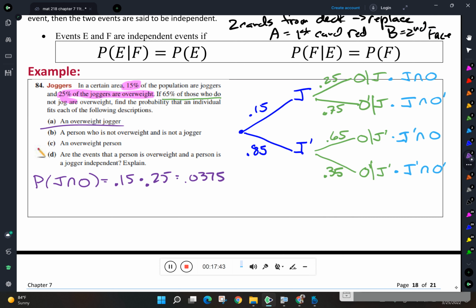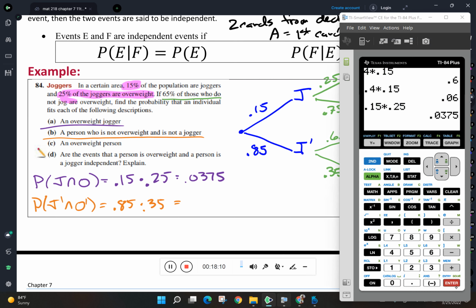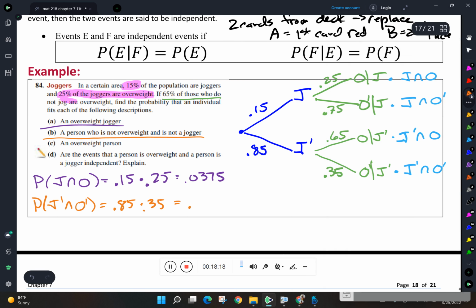All right. The second one's asking me for, I'll use a different color, how about orange? A person who is not overweight and is not a jogger. So the probability that someone is not a jogger and not overweight. Let's see, that's going to be the last branch. So that's going to be 0.85 times 0.35. Okay, calculator. 0.85 times 0.35, I get 0.2975.